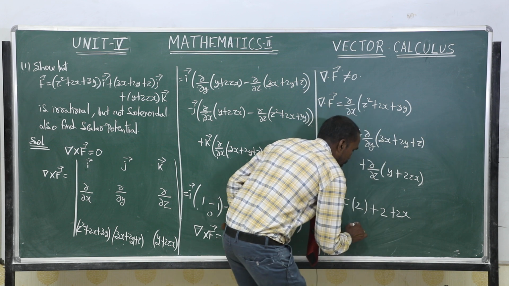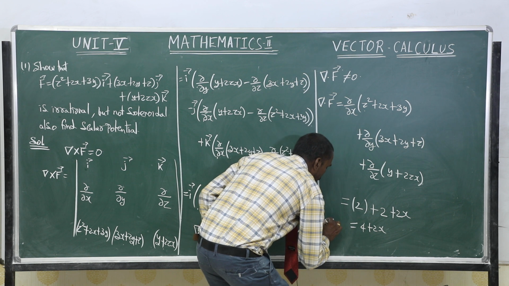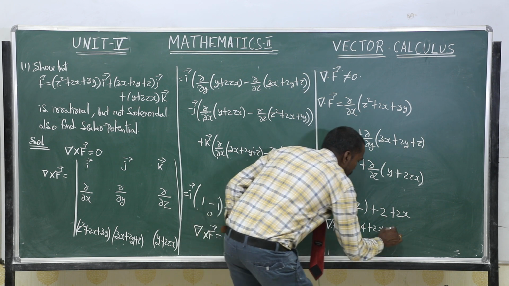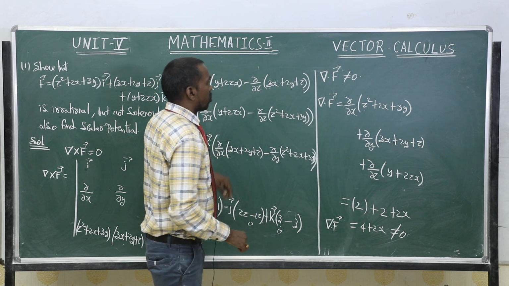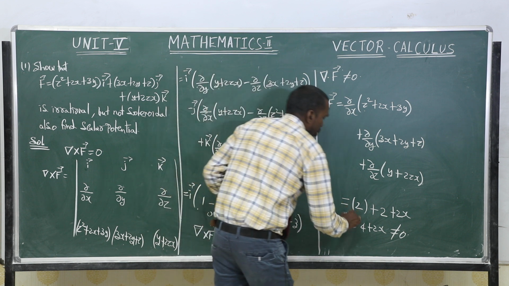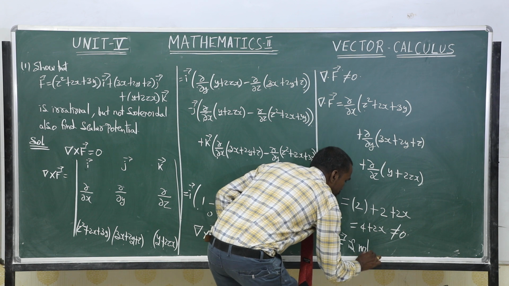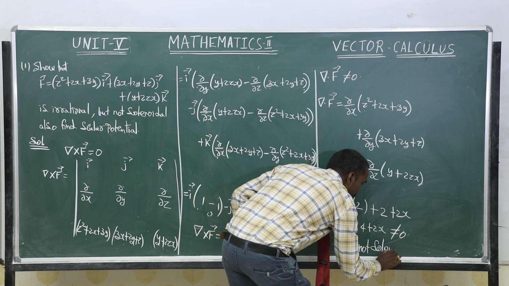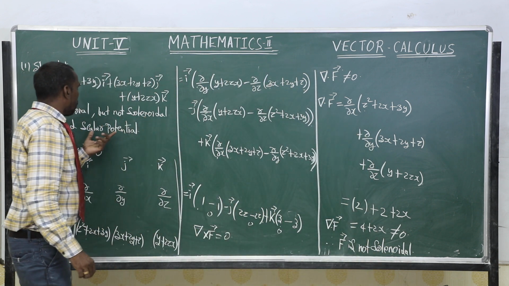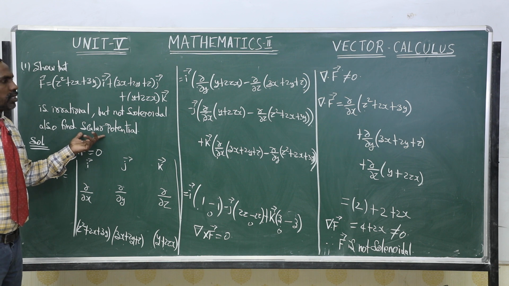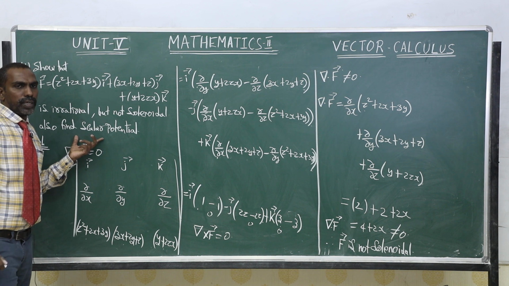So what do we get finally? 4 + 2x is del dot F vector. So del dot F vector is not equal to 0, and therefore it is not solenoidal. So F vector is not solenoidal because it is not equal to 0. Finally, one more part is pending: finding the scalar potential. That's all.